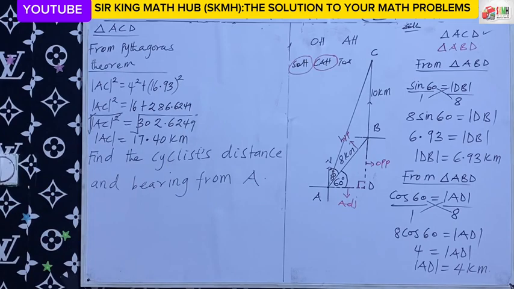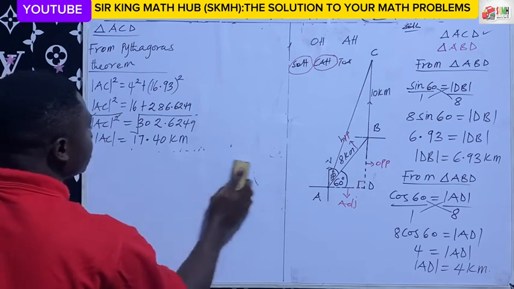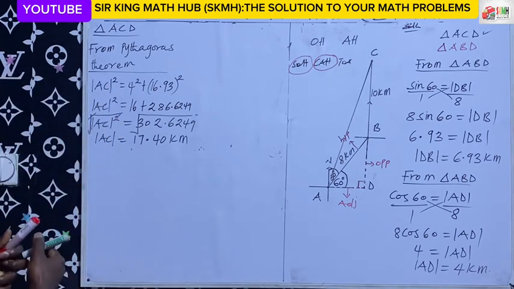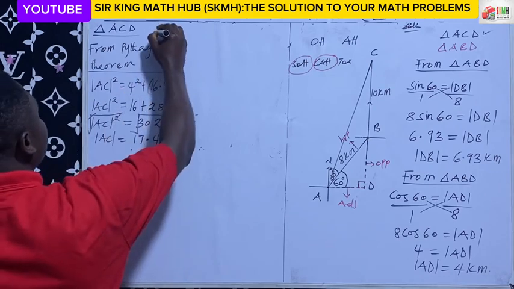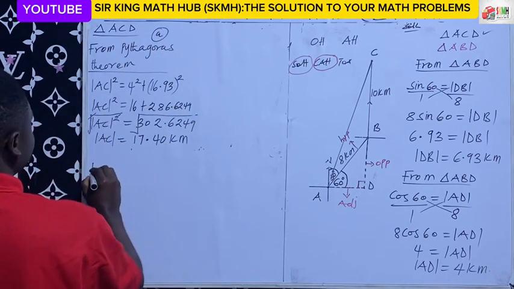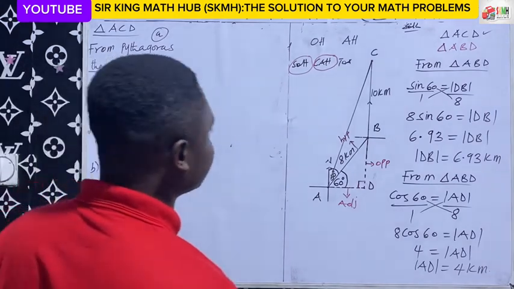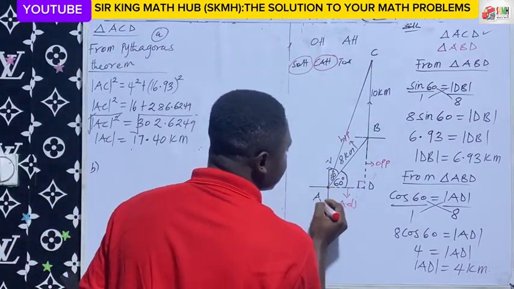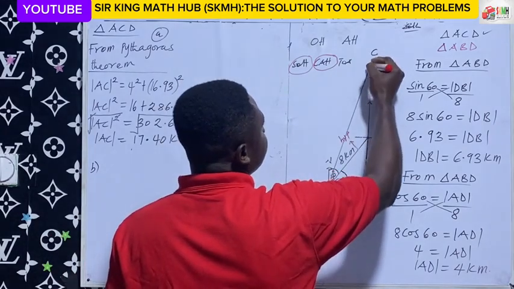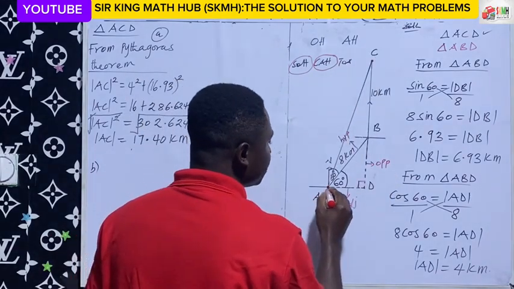So that is the distance of the cyclist's destination from A, 17.40 kilometers. So now we are also to calculate the bearing of the cyclist's destination from A. So for part B, we want the bearing from point A. So how do we calculate that? From point A, this is his starting point, and this is his destination. So what will be the bearing from A?